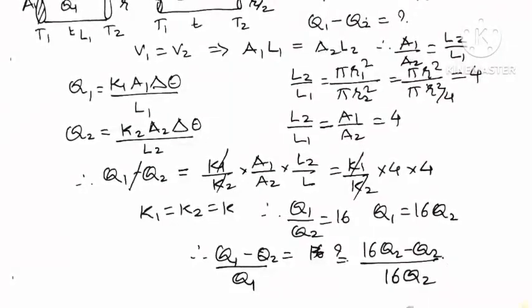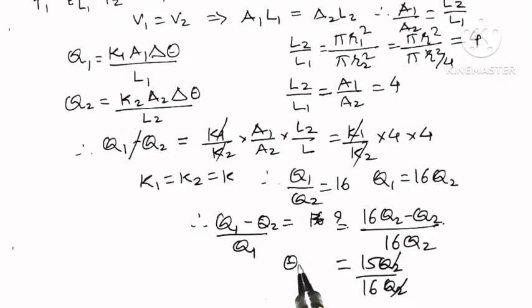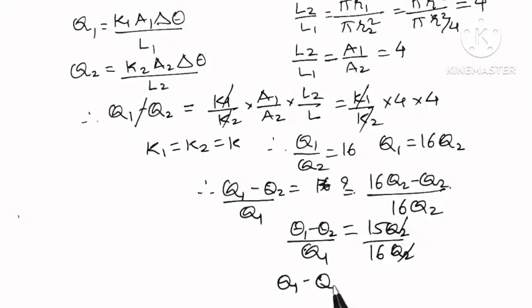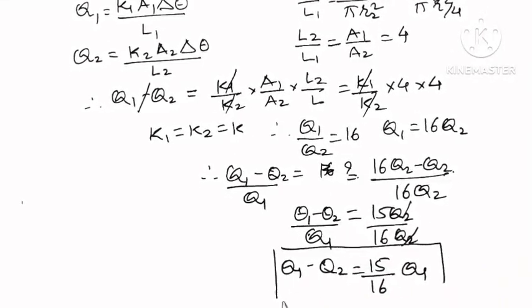So Q2 gets cancelled, and this is 15 Q2 divided by 16 Q2. Q2 gets cancelled and we have Q1 minus Q2 divided by Q1 is equal to 15 by 16. So Q1 minus Q2 is equal to 15 by 16 times Q1. Take this Q1 to this side. So the difference in heat conducted is 15 by 16 times Q1.